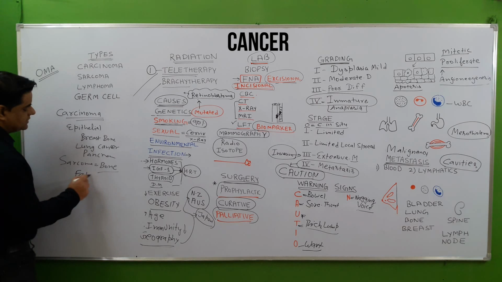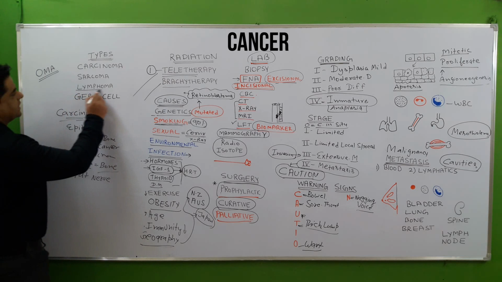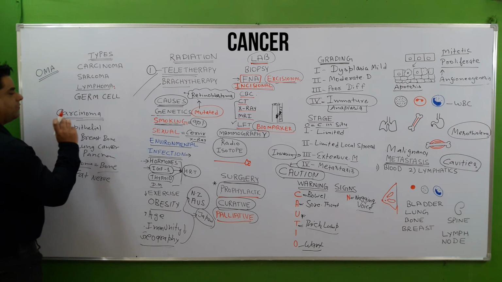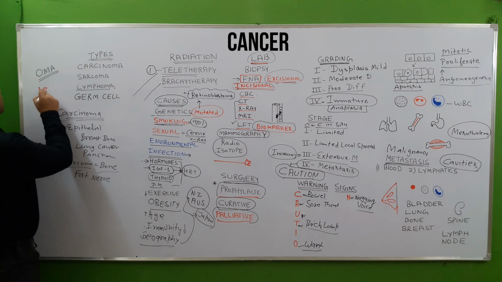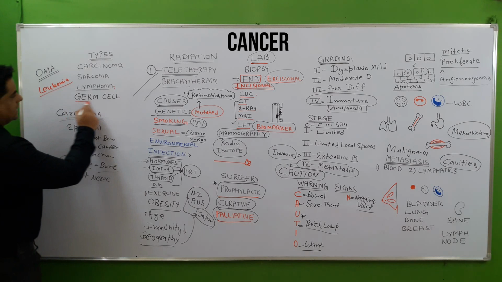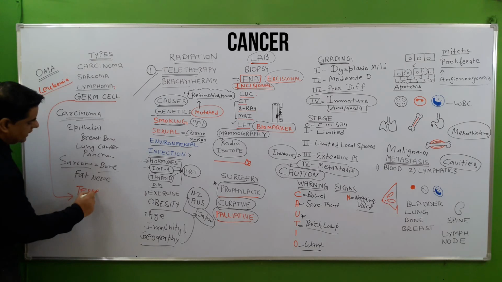And when it comes to lymphoma, the word itself is an indicator for lymphocytes. A type of WBC, lymphocytes, increase in number causing leukemia. Every medical student knows this word, leukemia. So germ cells are responsible for reproduction. So it includes cancer of the testis in males and cancer of the ovaries in females.